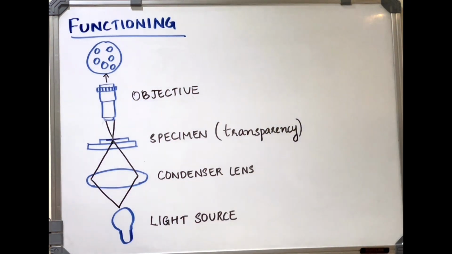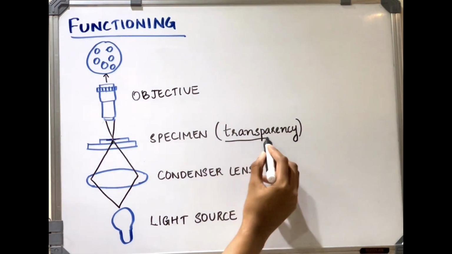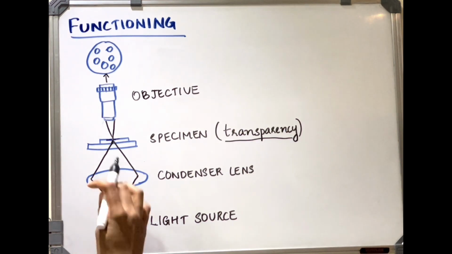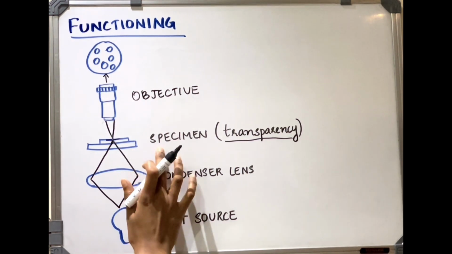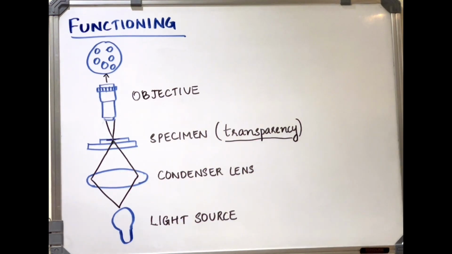Now, the transparency of the specimen. The transparency of the specimen allows easy and quick penetration of the light. The specimens can vary from bacteria to cells and other microbial particles.